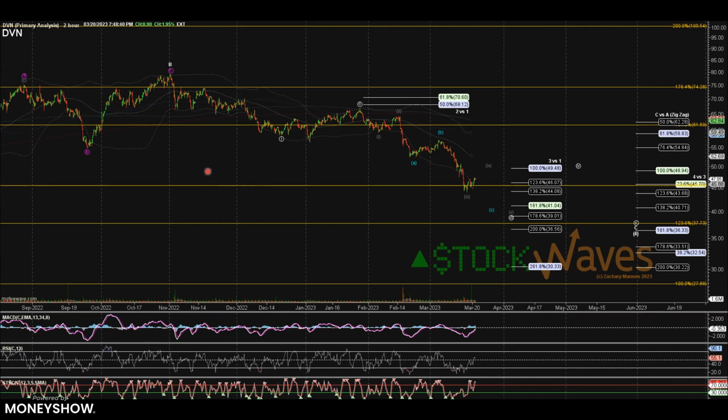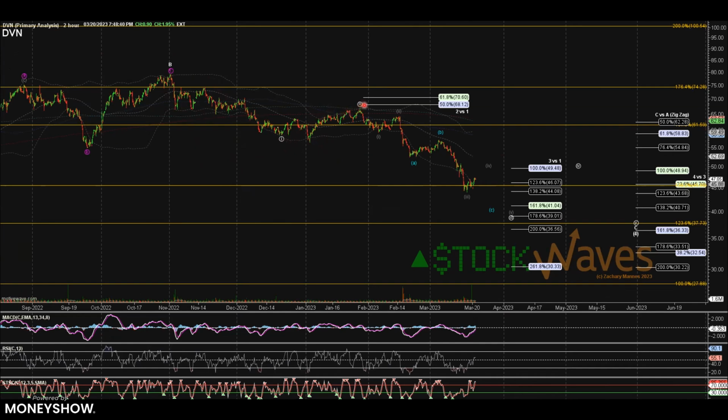Then I wanted to take a look at some of the energy stocks. Devon is one of the names that we've been short since early in January. We saw this filling out as a possible 5 waves down for wave one, or even at least an ABC for wave one, and looking for a wave two.